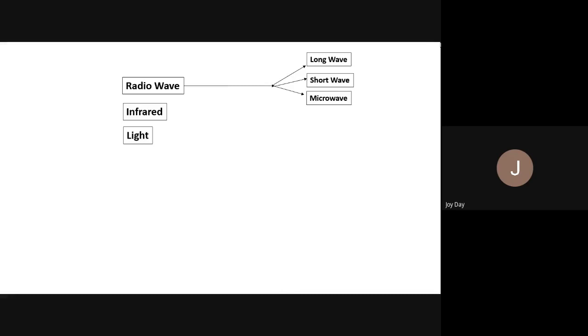Another electromagnetic wave we encounter is light. Now, what is light? Light is that portion of the electromagnetic spectrum which is visible to us. Only light can be seen by us. We cannot see radio waves, we cannot see infrared, but we can see light because the energy of light is just perfect for our eye to see or sense.